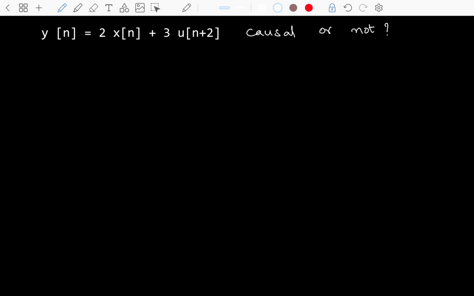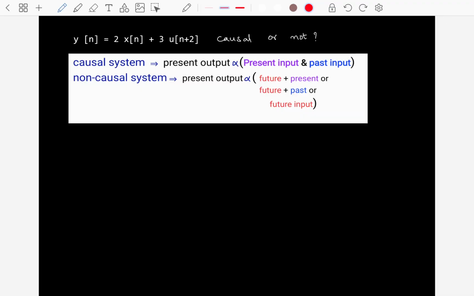This is the special case example. Given y of n is equal to 2 into x of n plus 3 into u of n plus 2, we need to find whether this system is causal or not. Why we are calling this a special case, we will see later. First we will see what is a causal system and what is a non-causal system.